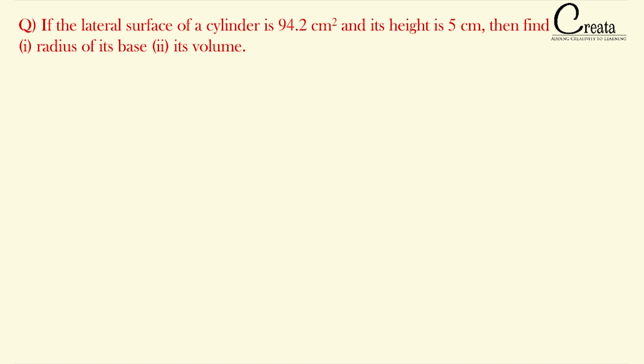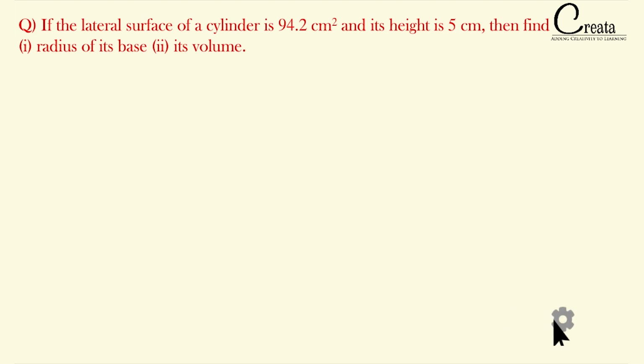Our first question is, if the lateral surface of a cylinder is 94.2 centimeter square and its height is 5 centimeter, then find first the radius of its base, second its volume. We will go step by step. Our first step, we will observe and visualize this question.